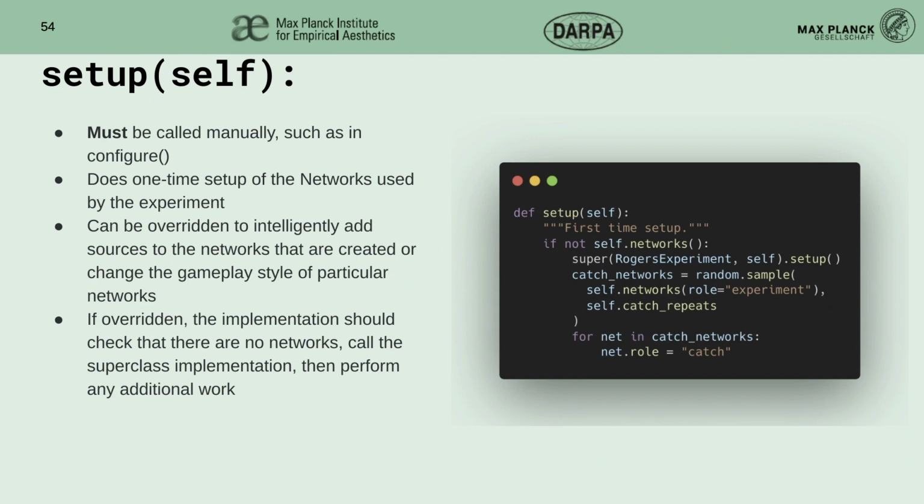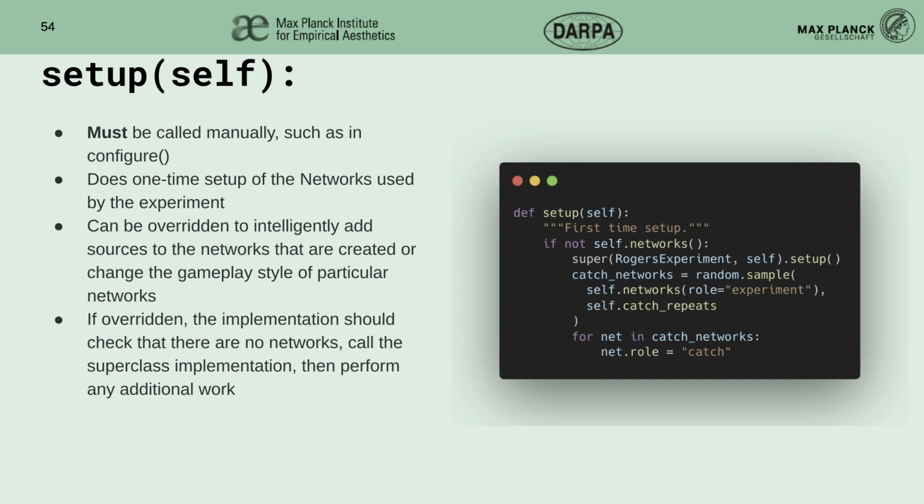Setup is a bit more complex. This one does the persistent changes the first time it's called. It's called many, many times, but it checks every time: are my networks set up? It uses the fact that networks are set up or not as a proxy for knowing whether the setup has been run, whether this is the first time it's happening. If it is the first time, it creates all the networks that are defined.